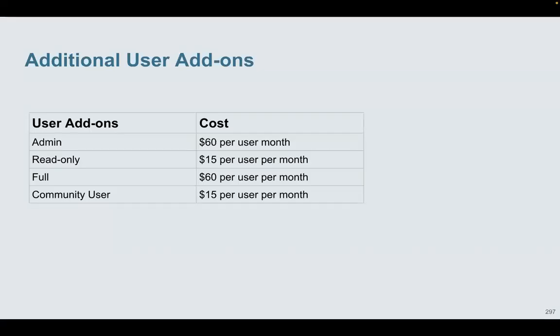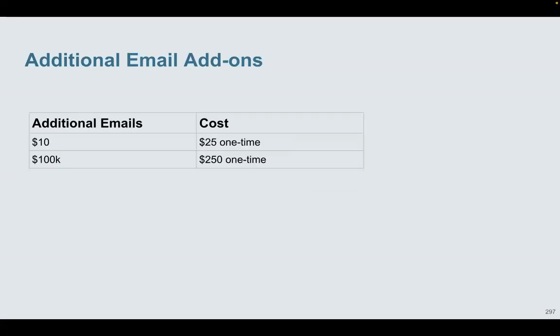And the price is given per user per month, the cost that is mentioned there: 60, 15, 60, and 15. That's about additional user add-ons.